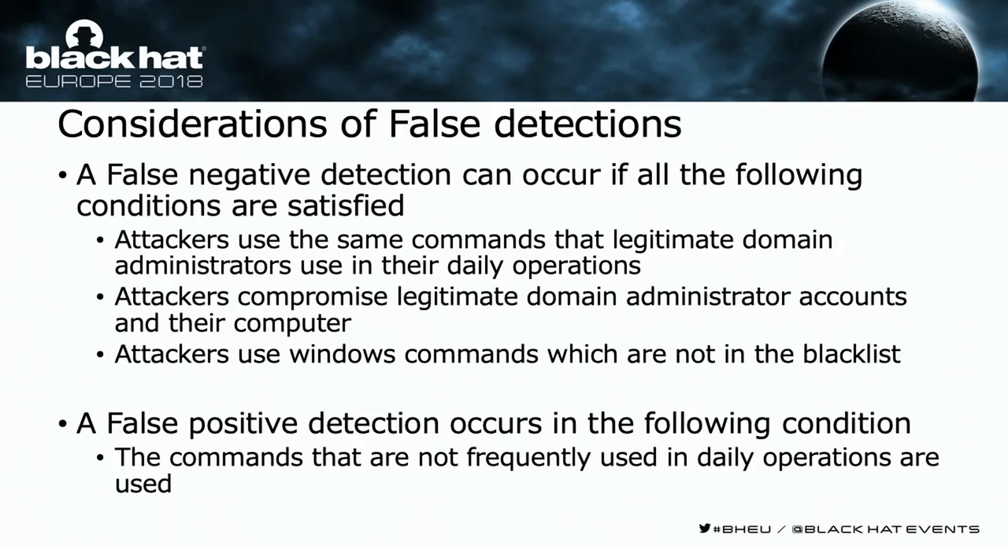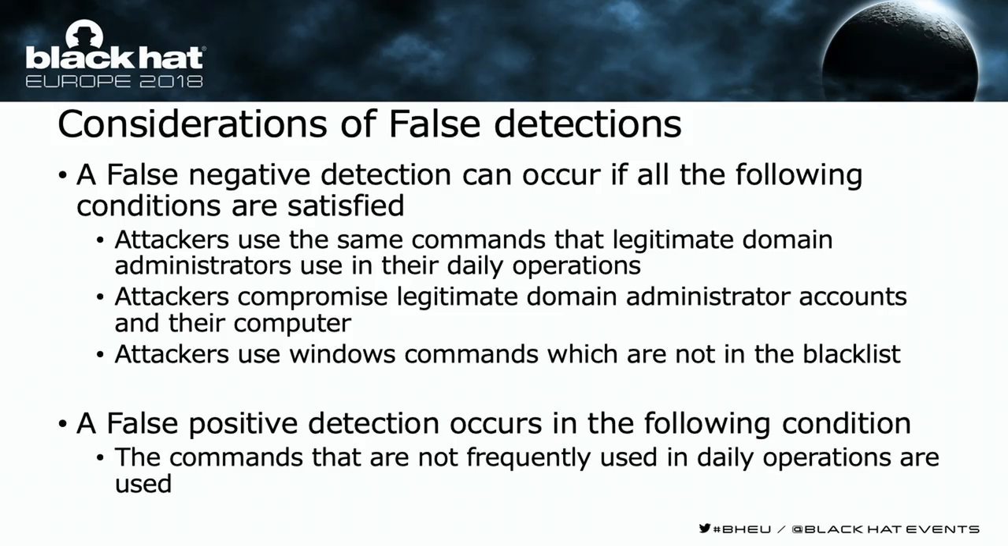So these are considerations of false detections. At first, a false negative can occur if the following conditions are satisfied at the same time. First, an attacker uses the same command as a legitimate administrator. And second, the attacker has compromised legitimate domain administrator accounts and their computers. Because in these situations, there is no difference between the attacker's activities and the legitimate administrator's activities in event logs.